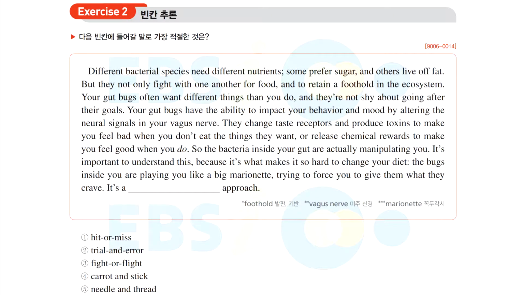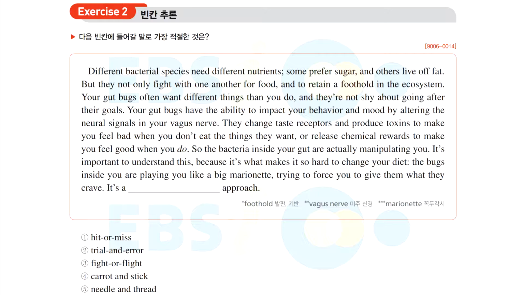Exercise 2. Different bacterial species need different nutrients. Some prefer sugar and others live off fat. But they not only fight with one another for food and to retain a foothold in the ecosystem. Your gut bugs often want different things than you do, and they're not shy about going after their goals.